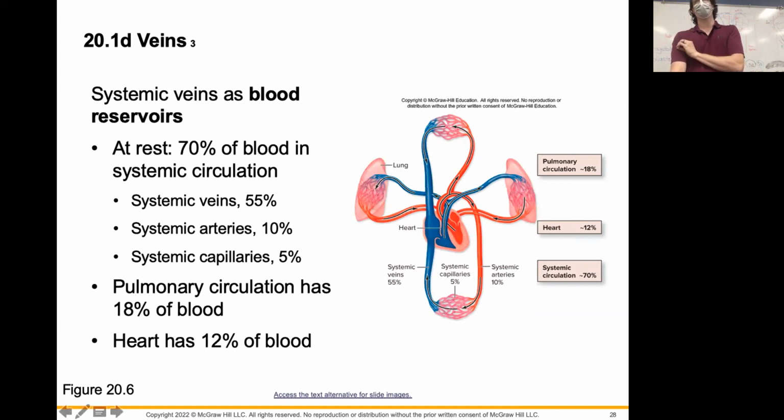Okay, 55% of your 5 liters of blood will be found in the veins. Only 10% is going to be found in the arteries at any one given point in time. Look at this. Your heart has 12% of the blood at rest. So when your heart is filled, basically, it will have 12% of your overall blood volume. That is more than what you will find just in your arteries. That's kind of crazy. And another 18% is going to be found in your pulmonary circulation. So your veins are basically where most of your blood volume is going to be at any one point in time.